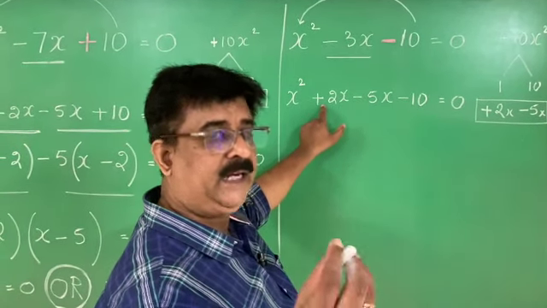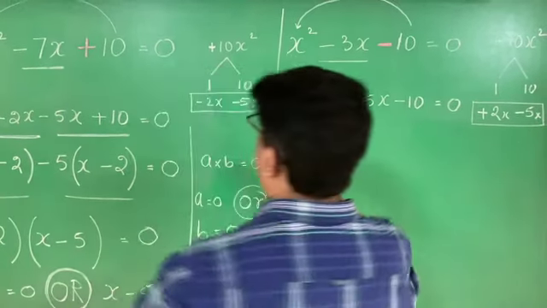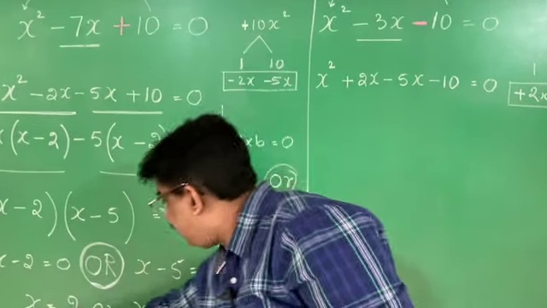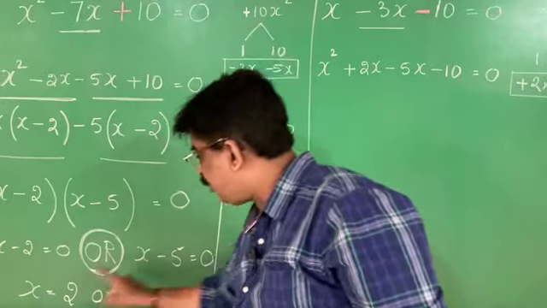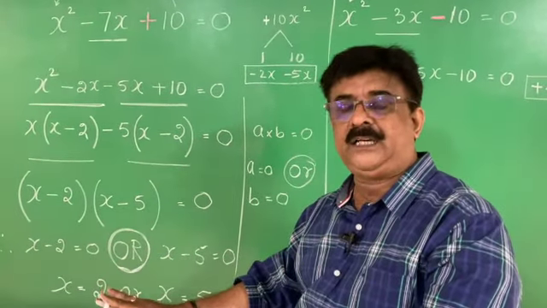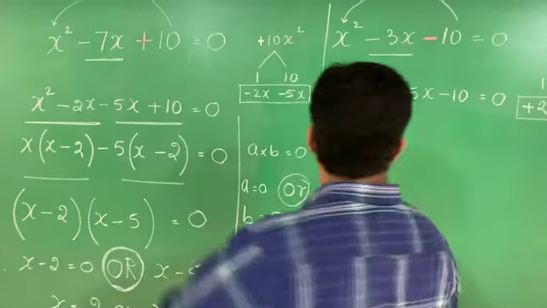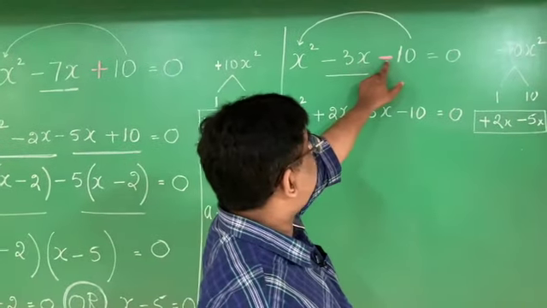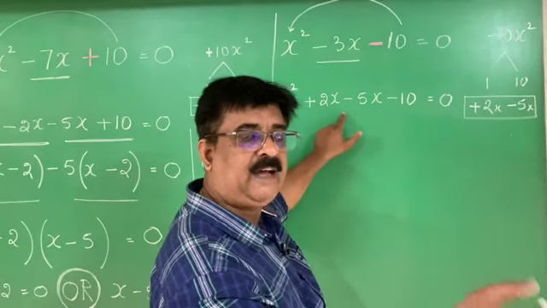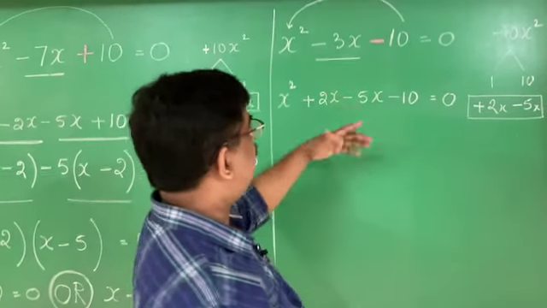If you are very intelligent, you can easily understand. If it is plus, the roots we get should both have the same sign, either both plus or both minus. But when the sign of the constant term is minus, we are going to get roots where one is positive and another one is negative. Now we simplify this.